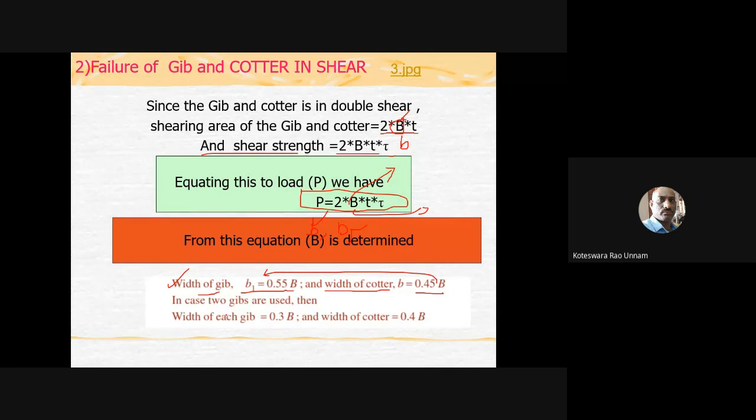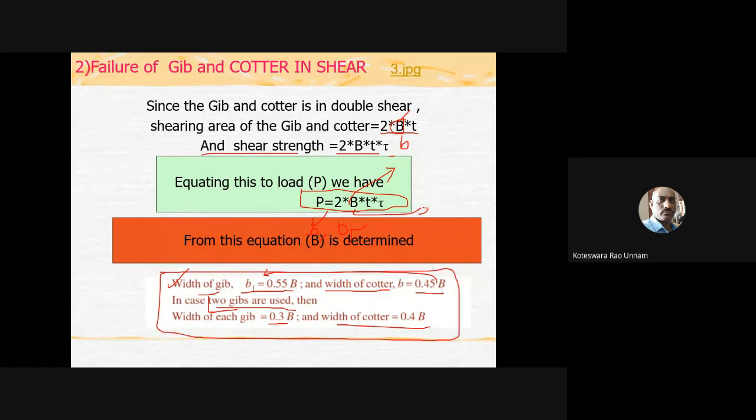So in case two jibs are used, that means if there is a situation where two jibs are used, in that case each jib width is 0.3 B, and the cotter width is going to be 0.4 B. You have to take it like this. Again, you need to remember: only using the shear failure of the jib and cotter as the criteria, we'll get the total width of jib and cotter. Then using these empirical relations, we'll find out the width of the cotter and the width of the jib. So once you've done that, yes.